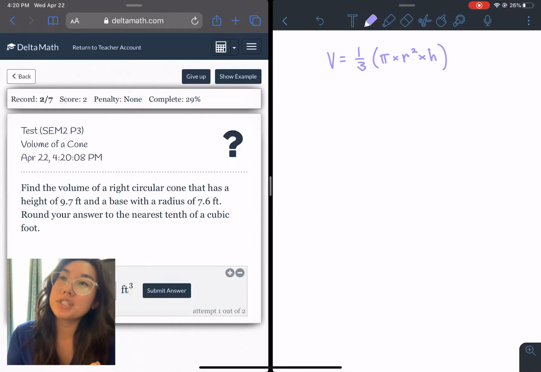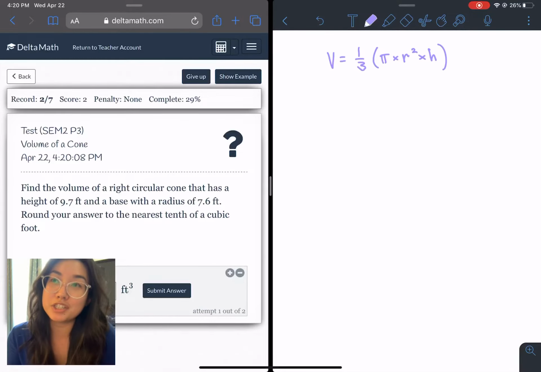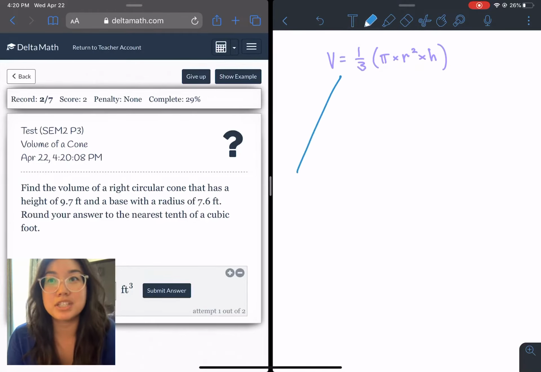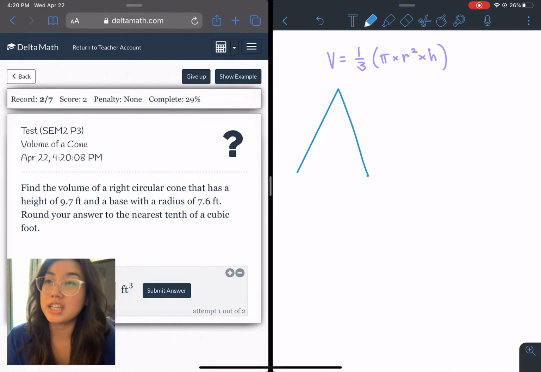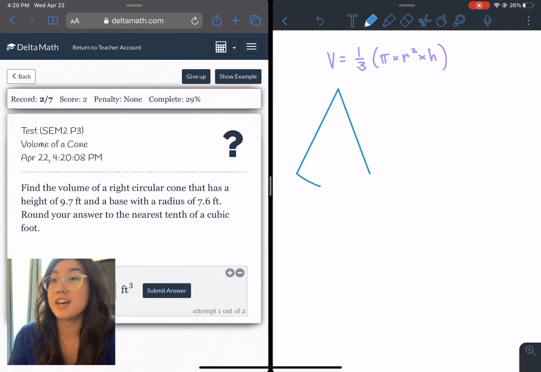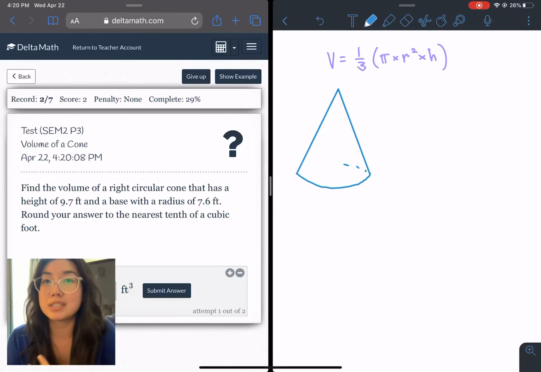So you always want to start off with reminding yourself what is the volume formula. Again, in this case, since we're dealing with a cone, it's going to be equal to 1/3 times the volume of a cylinder, which is pi r squared times height.